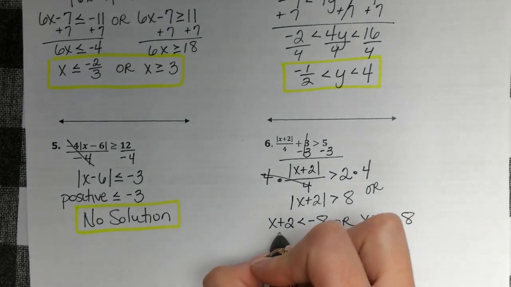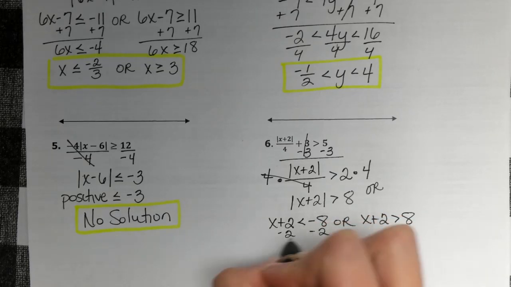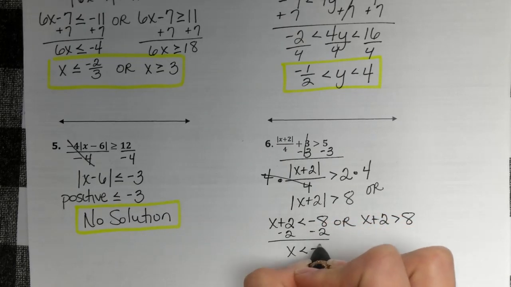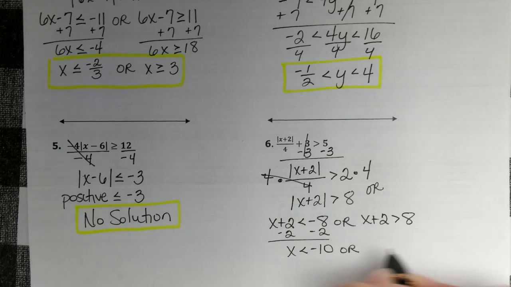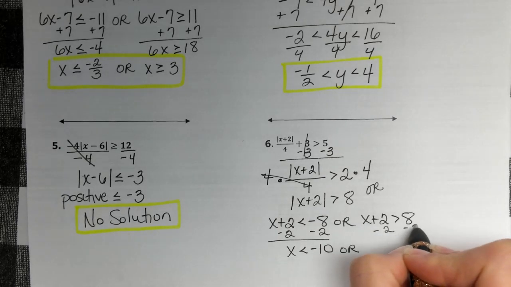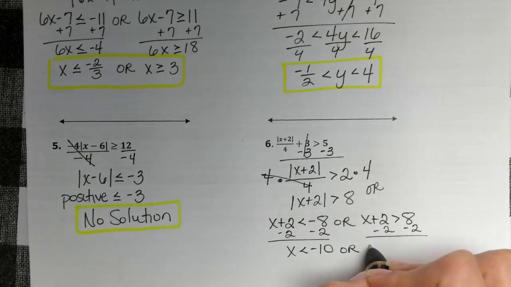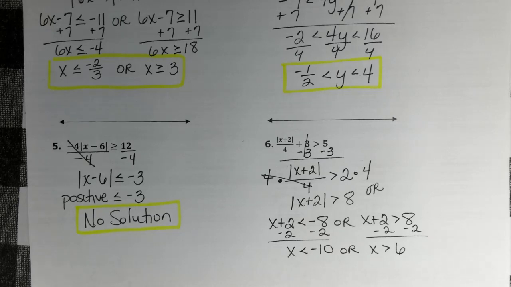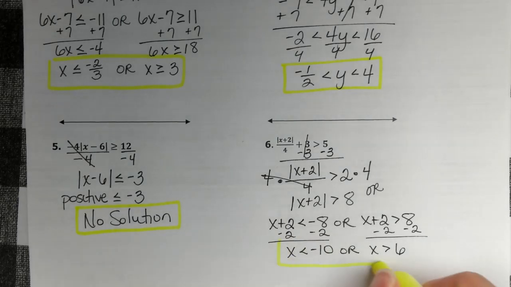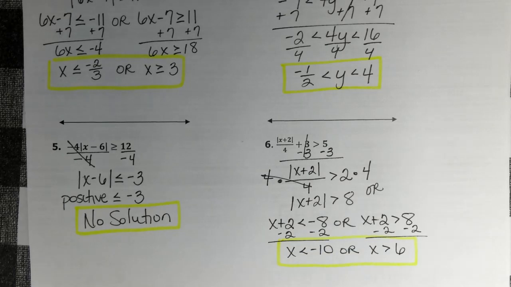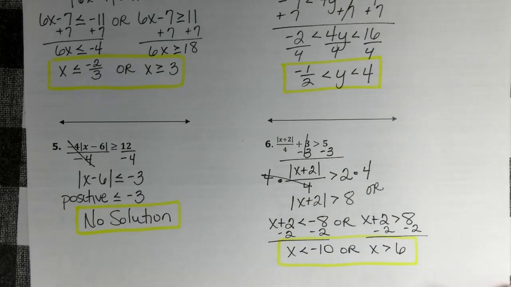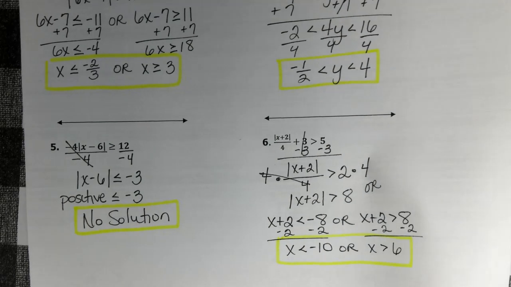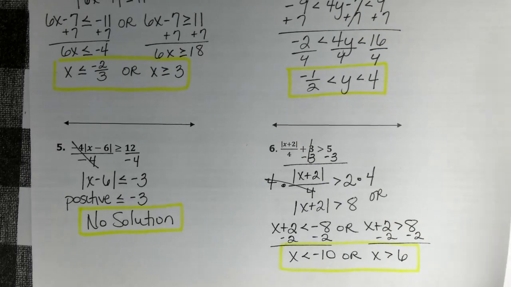Then I'm going to solve. Subtract 2. x is less than negative 10. Subtract 2. x is greater than 6. Those are the directions I need for my inequalities. My smaller number is on the left, so I'm good. Okay. Now we have one more example.